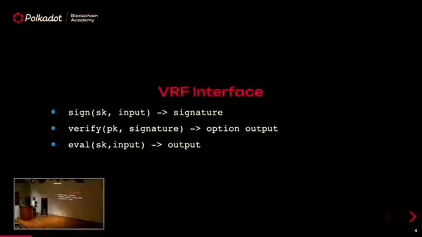Okay, and the pseudo-random output is generated by some algorithm that we are not covering, right? Yeah, exactly. Okay. So the inner workings of this eval and verify we're not covering. Okay.